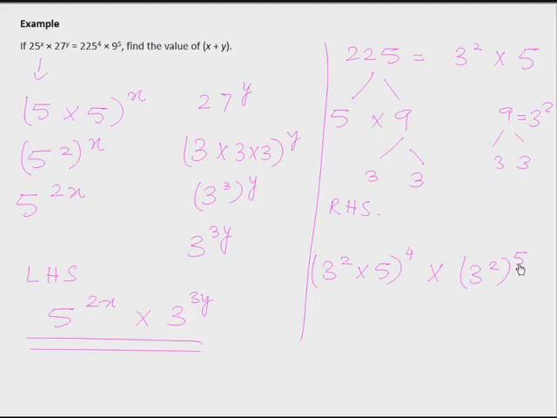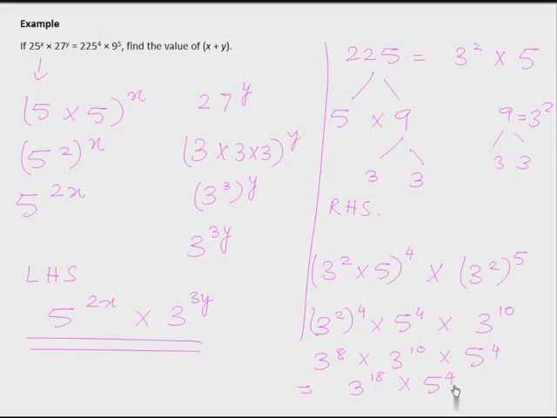Now I can use my rules of exponents. This becomes 3 squared raised to 4 times 5 raised to 4 times 3 raised to 10. A power raised to a power, you multiply the exponents. Let me group all the powers of 3. So this becomes 3 raised to 8 into 3 raised to 10 into 5 raised to 4. This becomes 3 raised to 18 times 5 raised to 4, because 3 raised to 8 times 3 raised to 10, you add the exponents when the bases are the same. So it's 3 raised to 18 times 5 raised to 4.